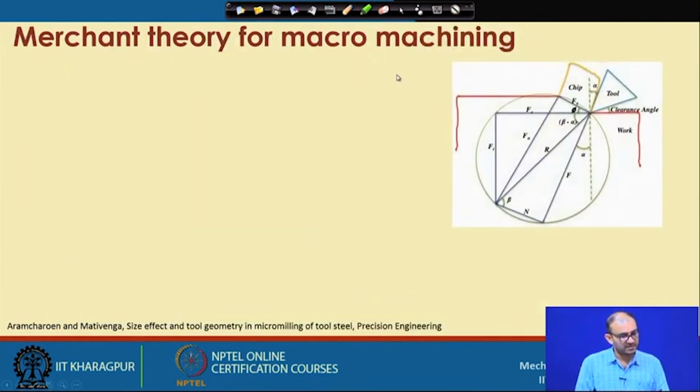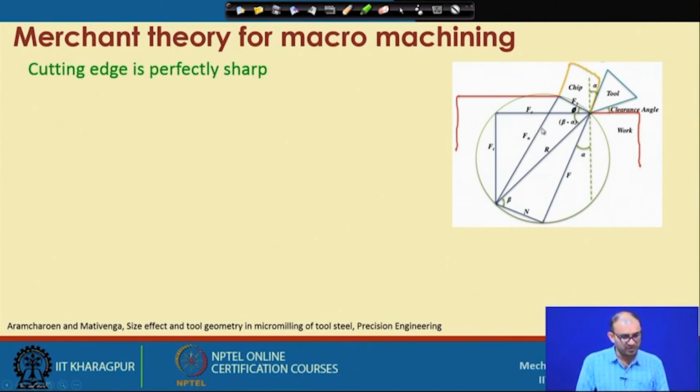Now, let us see the Merchant theory, because this is well known. We have already seen this in conventional machining or the cutting tool and machine tool courses. Merchant theory is based on a lot of assumptions. The first assumption was that the cutting edge is very sharp, because we use Merchant theory to calculate the different cutting forces. Out of these forces, some we measure experimentally and some we obtain theoretically based on the scaling of this particular force diagram.